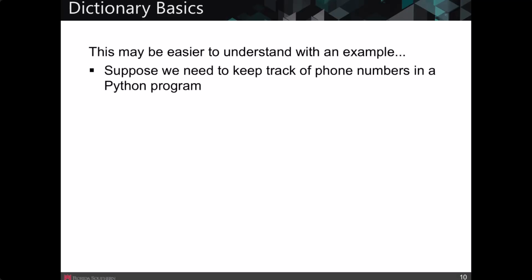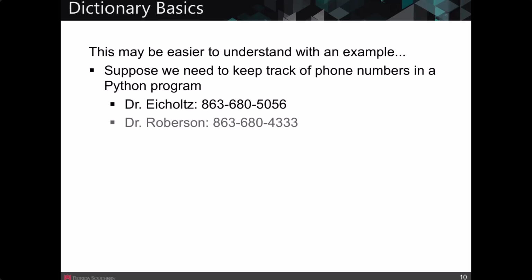Suppose we need to keep track of phone numbers in some Python program. And maybe we've got my office phone number. Perhaps you've got Dr. Roberson's phone number. I might be dating myself now with Jenny 8675309. Perhaps you're too young to understand that reference. Look it up. And then Prince, maybe that's Prince's phone number 7779311.